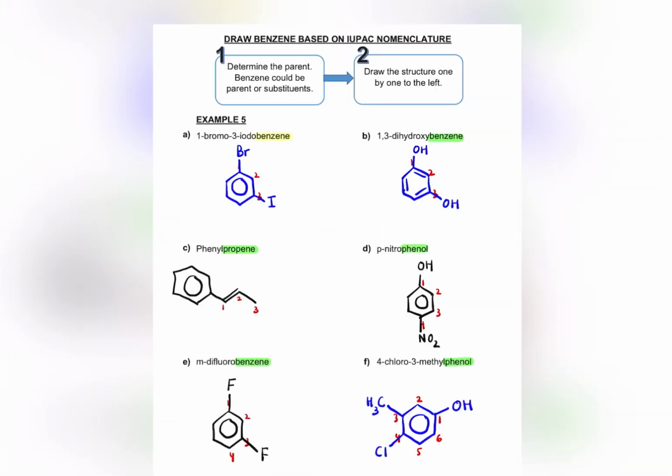I hope all of you are clear how to draw the structure for aromatic compounds for this chapter.